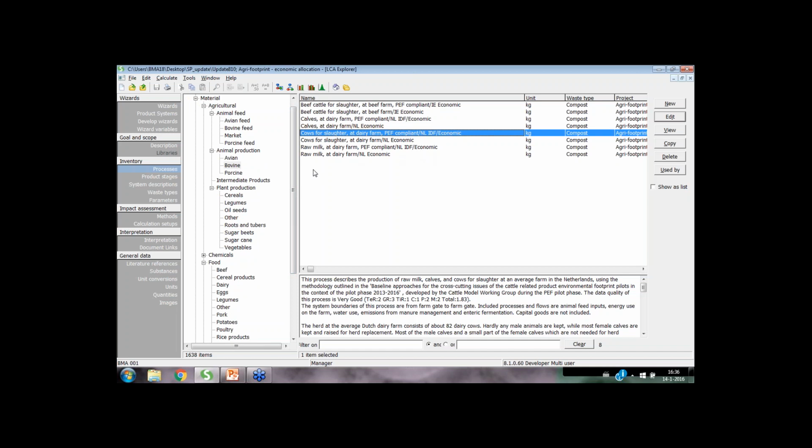And I really encourage you to just have a look yourself in the new version, because that really helps in exploring what we have made in the last few months. That's it.